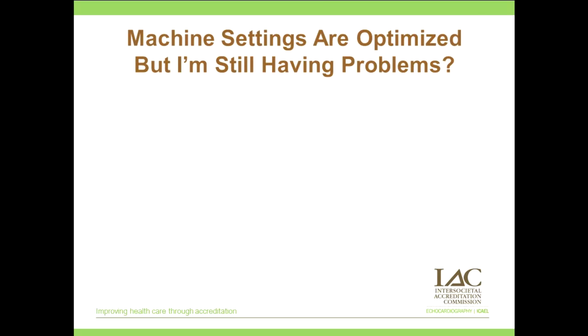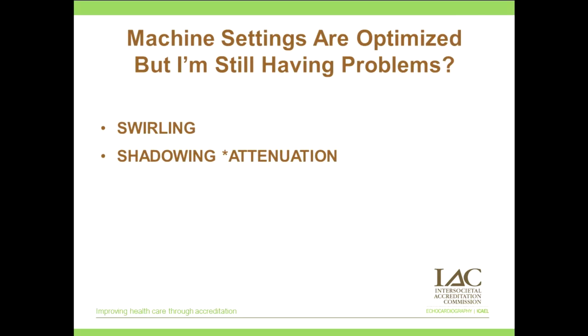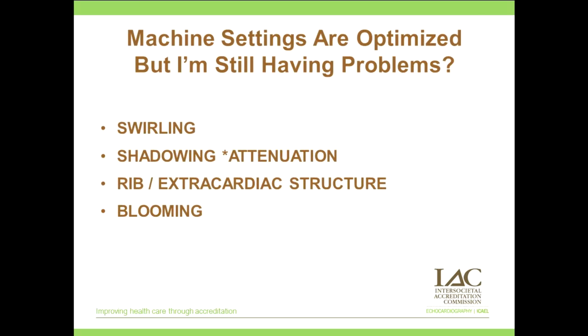Okay, so now your machine settings are optimized. You got it all set, but you're still having problems. Well, these problems could be from swirling of contrast that's seen in the apex. It could also be shadowing or what's called attenuation seen in the far field. You might also see some black lines going through your image, either rib or extracardiac structures causing that black line. And then with color and spectral Doppler, the image just looks a mess, and that's called blooming artifact.